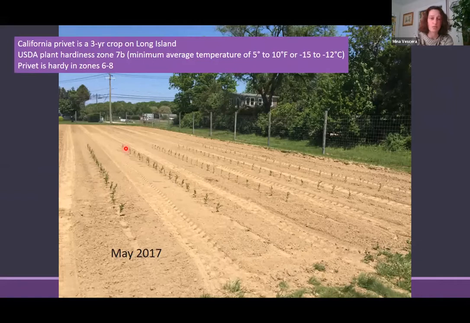I wanted to see how the plants responded to it. Here on Long Island, we're zone 7B, and privet is hardy to zone 6 through 8. So I'm beginning to question if maybe privet is starting to feel some heat stress here on Long Island, because our July and even some of our August can be really devastatingly hot here. I'm a New England girl, so I don't like it to be too hot, but heat stress is certainly a factor that I'm considering now going forward.